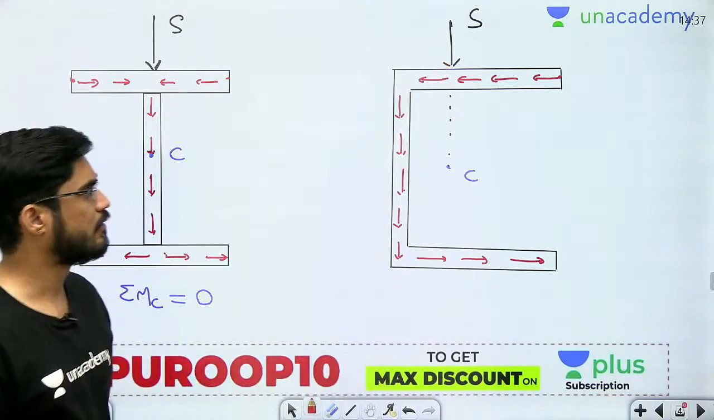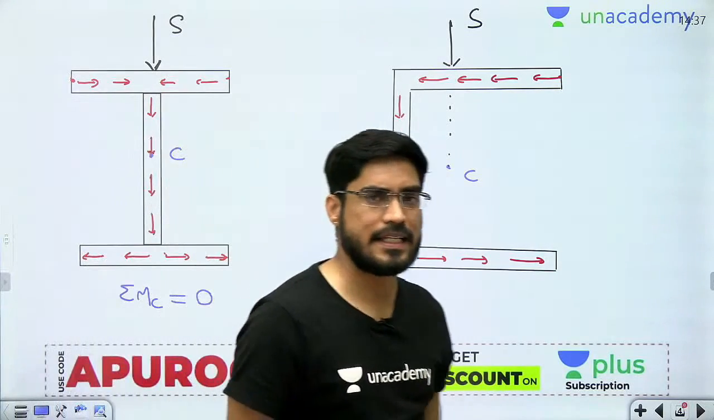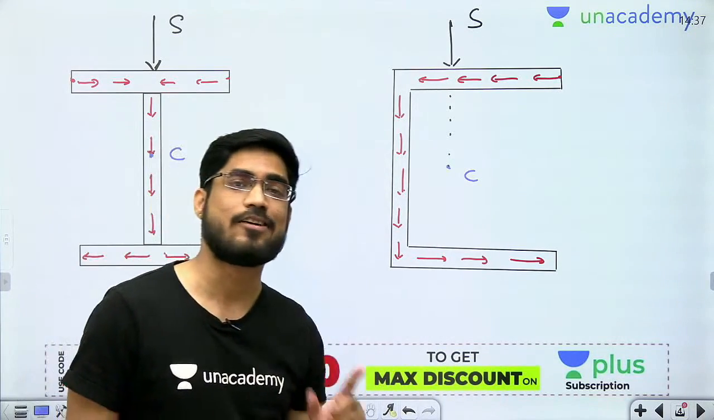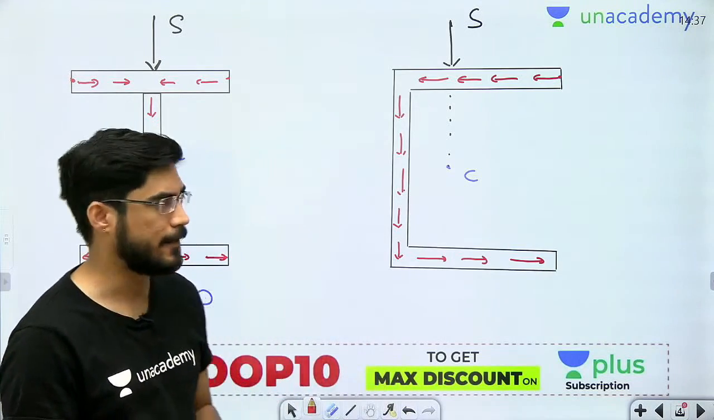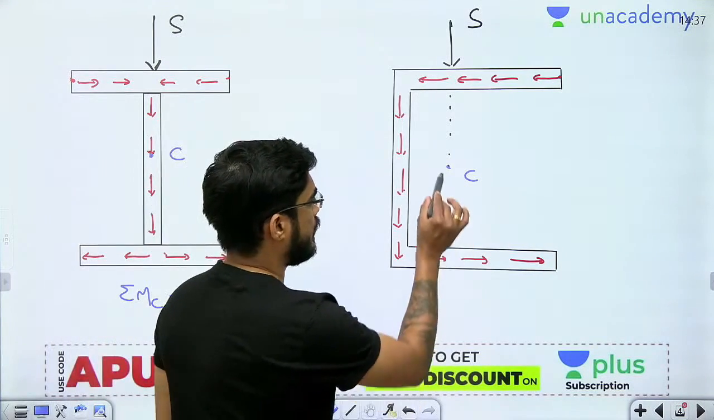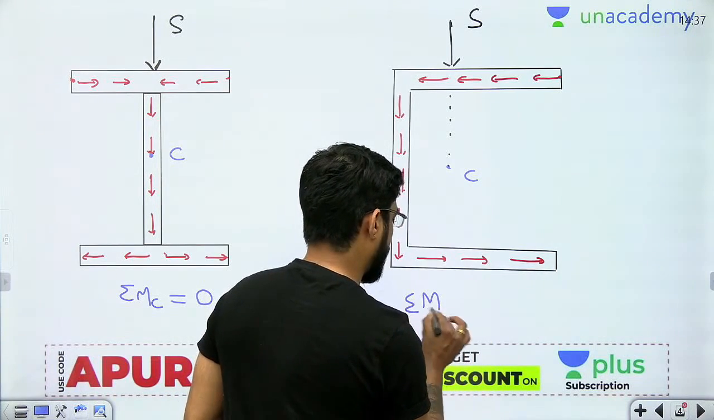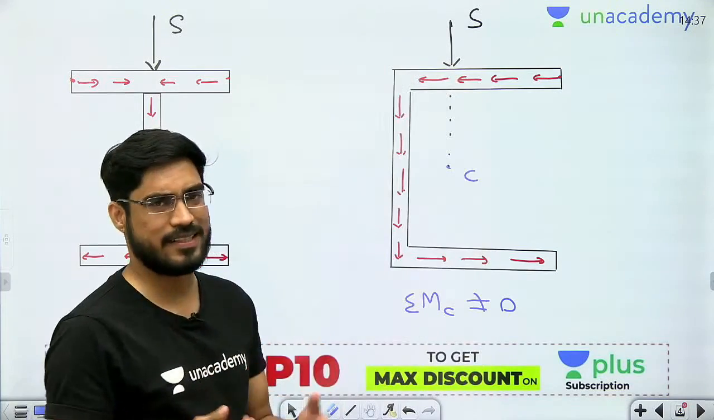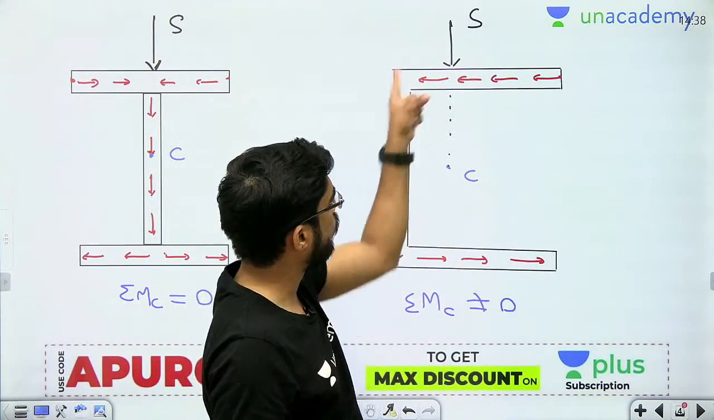So, understand here, if I calculate the net moment about C, this time the net moment is not going to be zero. Understand what is going to happen this time. If I calculate the net moment about point C, it is not going to be zero. Why? The net moment of the shear force will be zero, but there will be a moment applied by this shear flow, right?